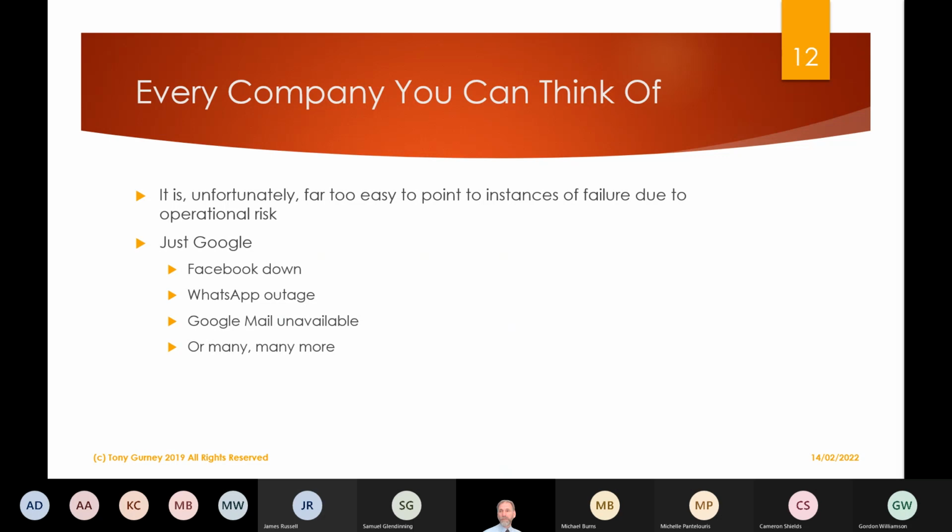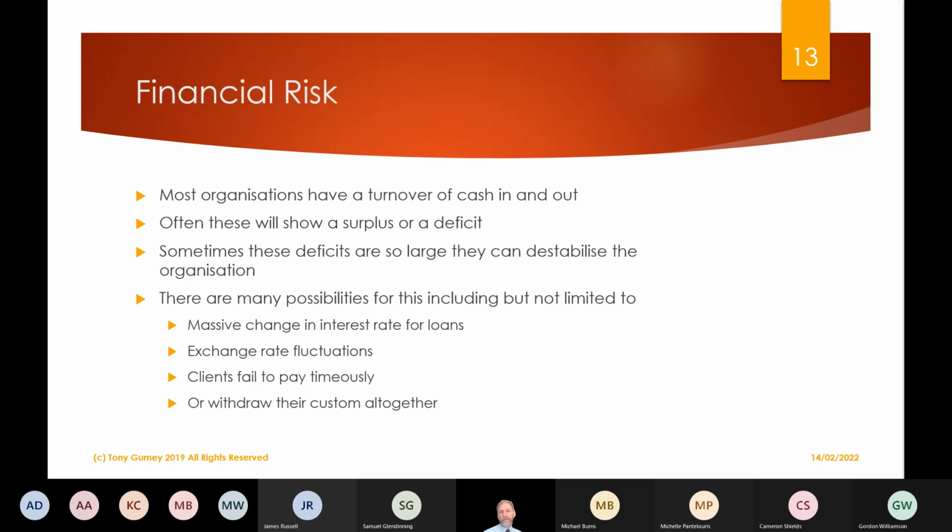So that's just a couple of examples of organisational risk, and I'm sure you can think of lots more. One, not surprisingly, is financial risk. I just pause there because Cameron's put a link to a post where someone has coined the phrase, and it's a decent phrase, might even catch on. Next one is financial risk.